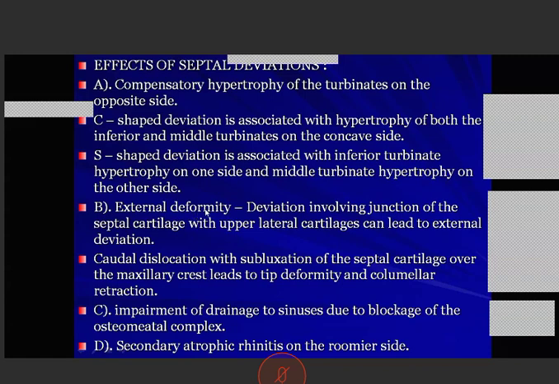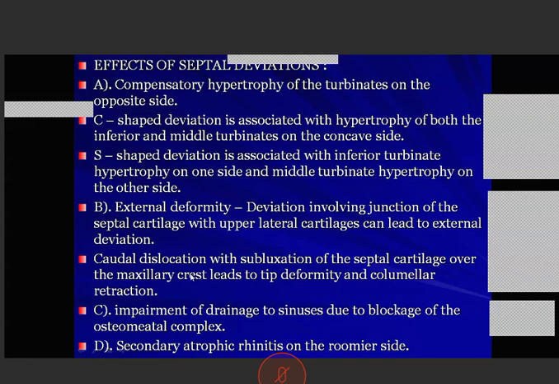the deviation involving the junction of the septal cartilage with the upper lateral cartilages can lead to external deviations. So when a deviation is involving the septal cartilage and the upper lateral cartilage at the junction, it can lead to external deviation.